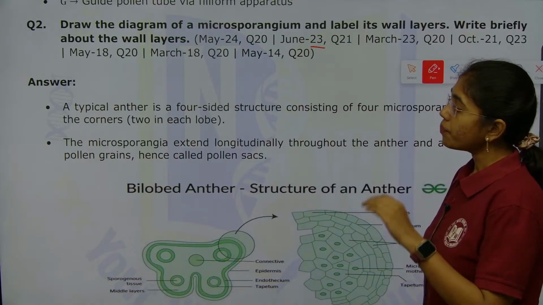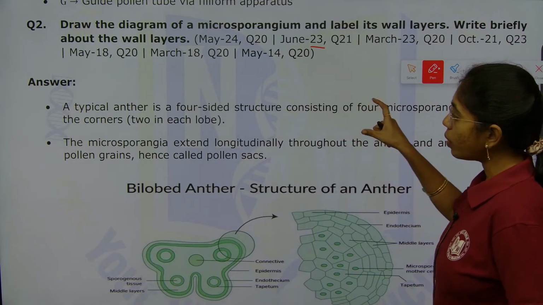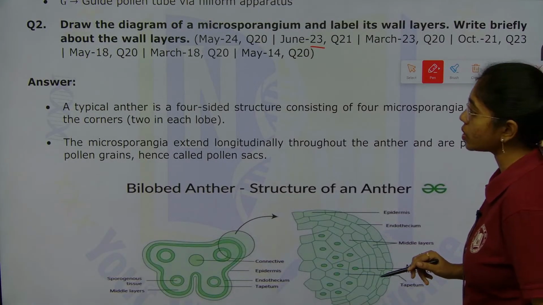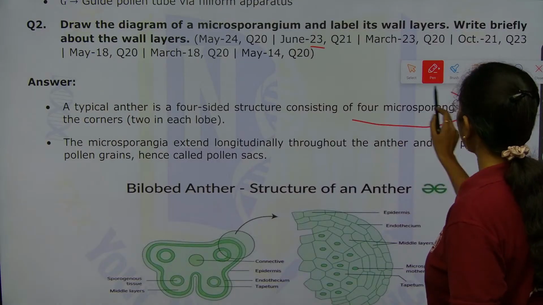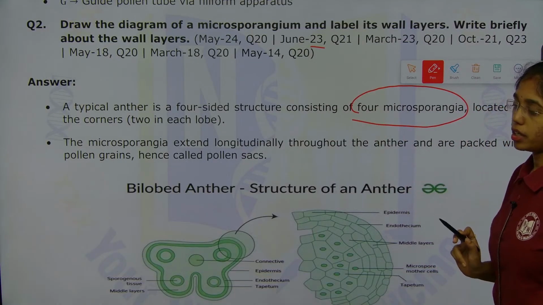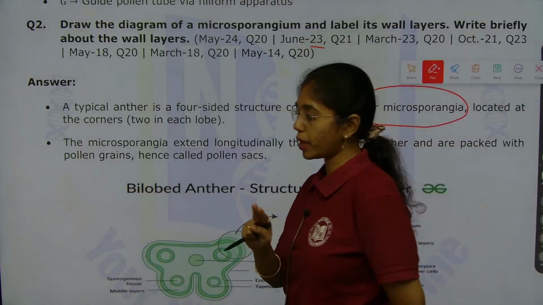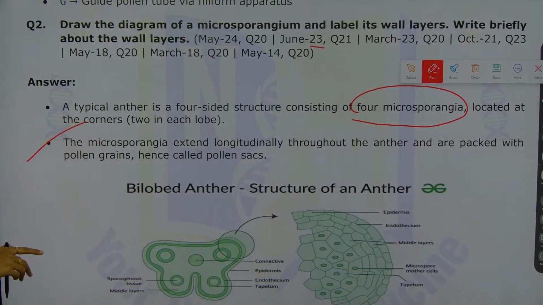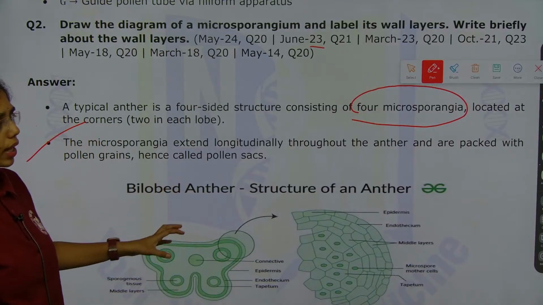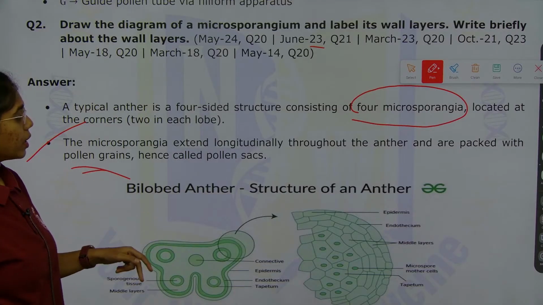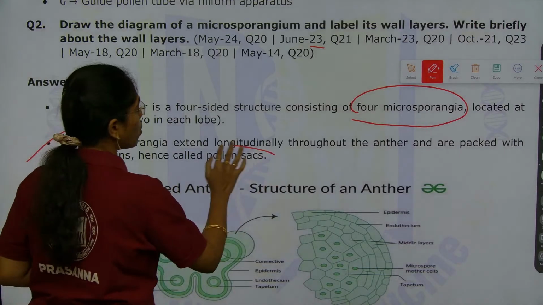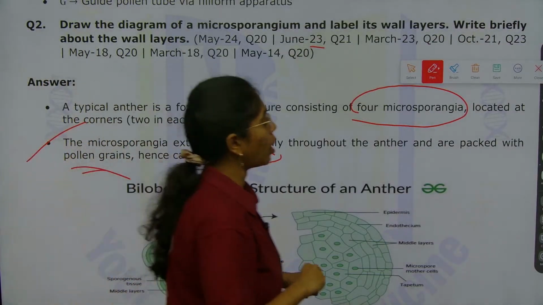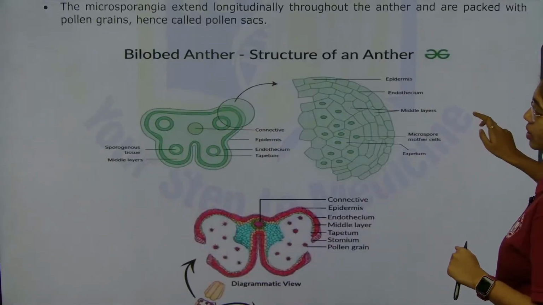In the answer, first describe the microsporangium. A typical anther is a 4-sided structure consisting of 4 microsporangia located at the corners, 2 in each lobe. The microsporangia extend longitudinally throughout the anther and are packed with pollen grains. That is why each lobe is called a pollen sac. After the pollen grains mature, each lobe is called a pollen sac. Here you see the diagram.